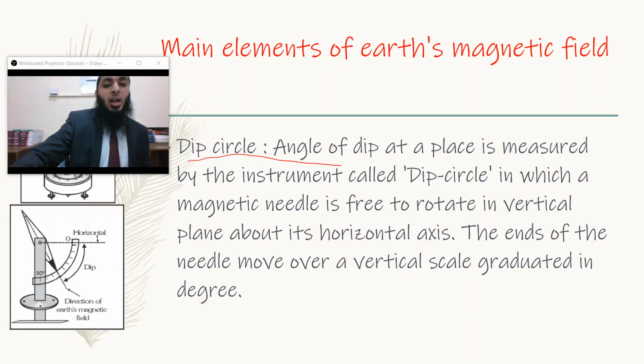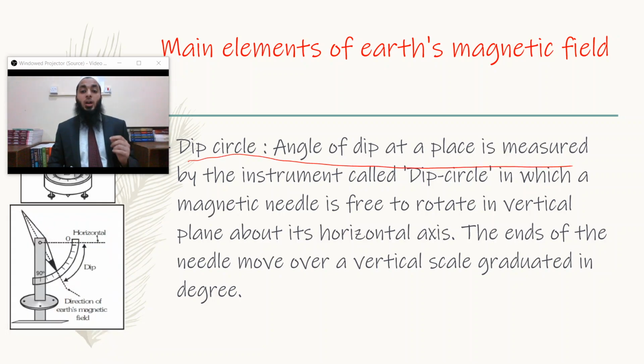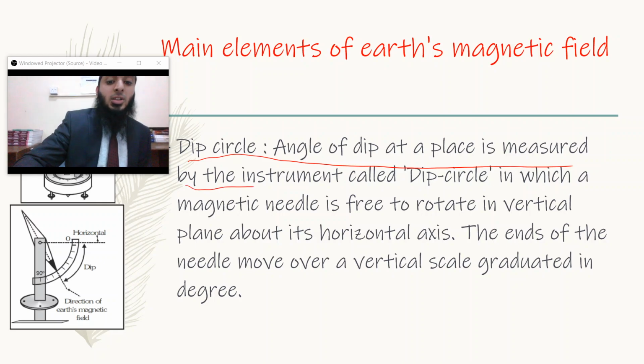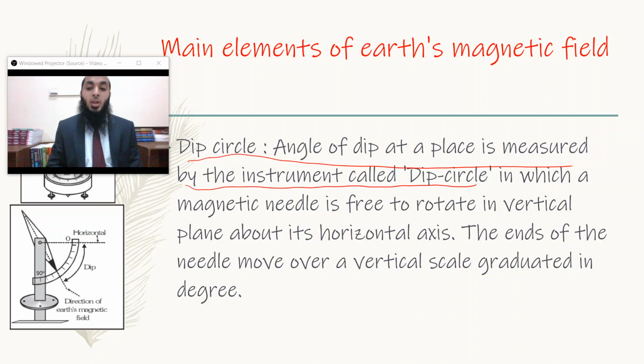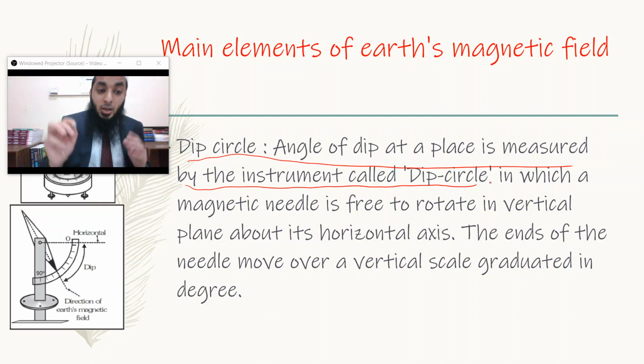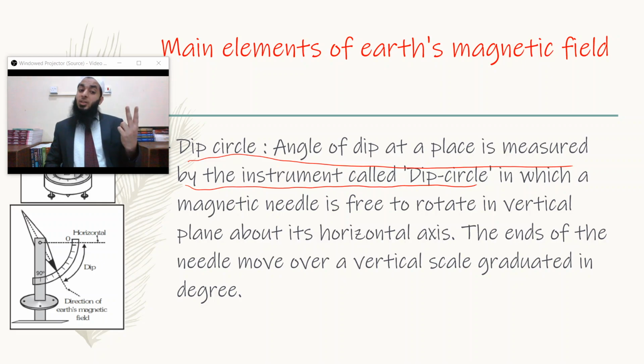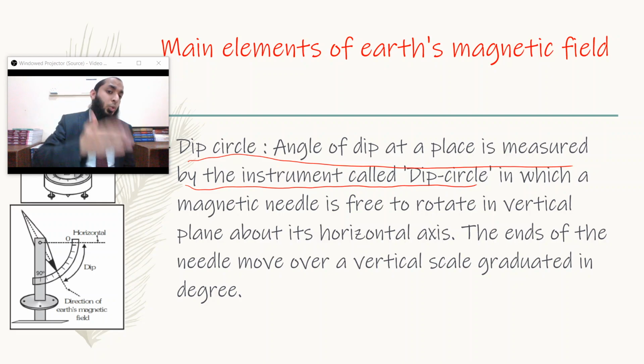So the angle of dip at a place is measured by the instrument called a dip circle. More figures will be there in the next slide. The dip circle gives you the angle of dip. Now there are two kinds of angle of dip. The angle of dip in the magnetic meridian is the angle of dip, also called true dip.